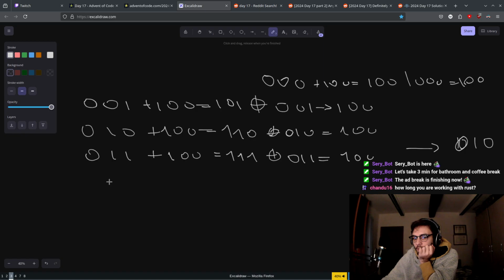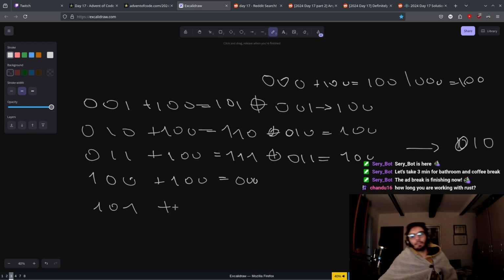Wait, this won't ever output what I want? This goes back to 0, and we know that 0 won't do it. 101. Okay, so basically anything beyond before 6 can be dropped, which is good. I mean, I don't know if it's good. We'll see.